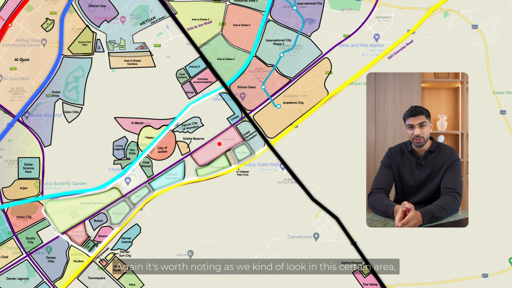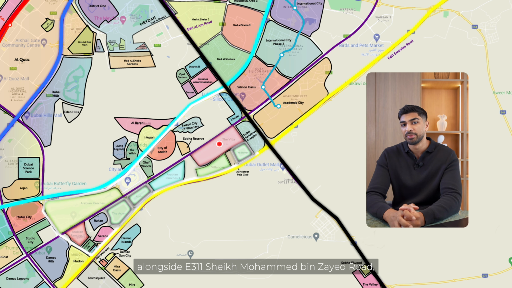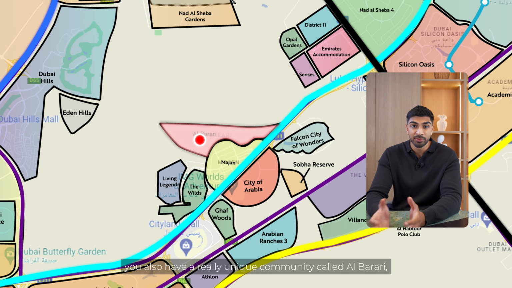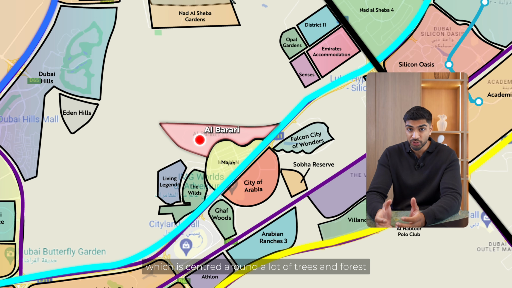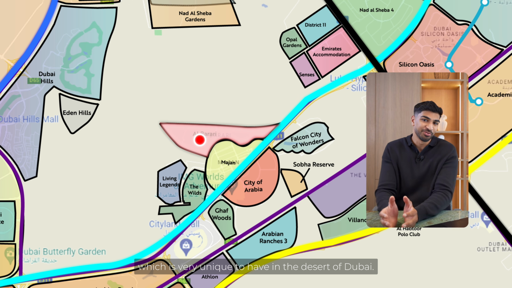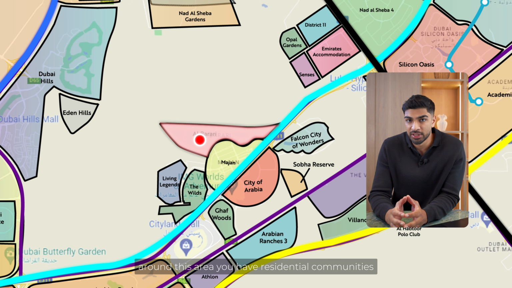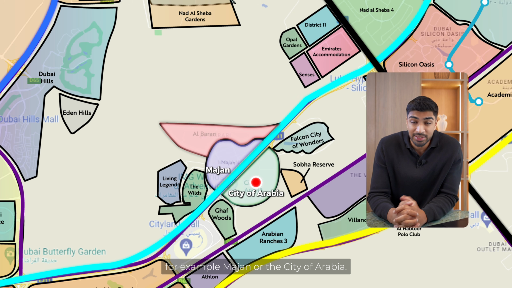Again, it's worth noting as we look in this certain area, alongside E311, Sheikh Mohammed bin Zayed Road, you also have a really unique community called Al Barari, mainly a villa community with some apartment buildings there as well, which is centered around a lot of trees and forest, which is very unique to have in the desert of Dubai. But alongside that as well, around this area, you have residential communities, which are mainly for apartments. For example, Meyjan or the City of Arabia.